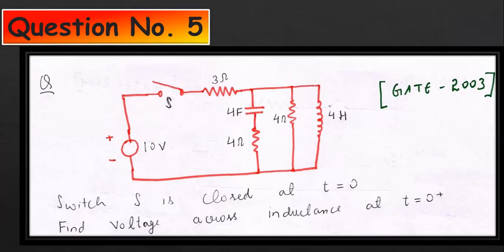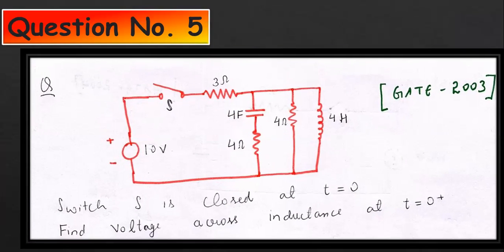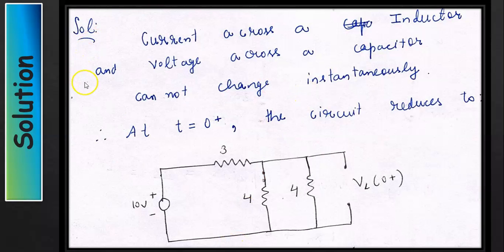In this, switch S is closed at t is equal to 0. We have to find the voltage across inductance at t is equal to 0 plus. So we will use these concepts. Current across an inductor and voltage across a capacitor cannot change instantaneously. You should commit this rule to your memory. It will be used again and again.